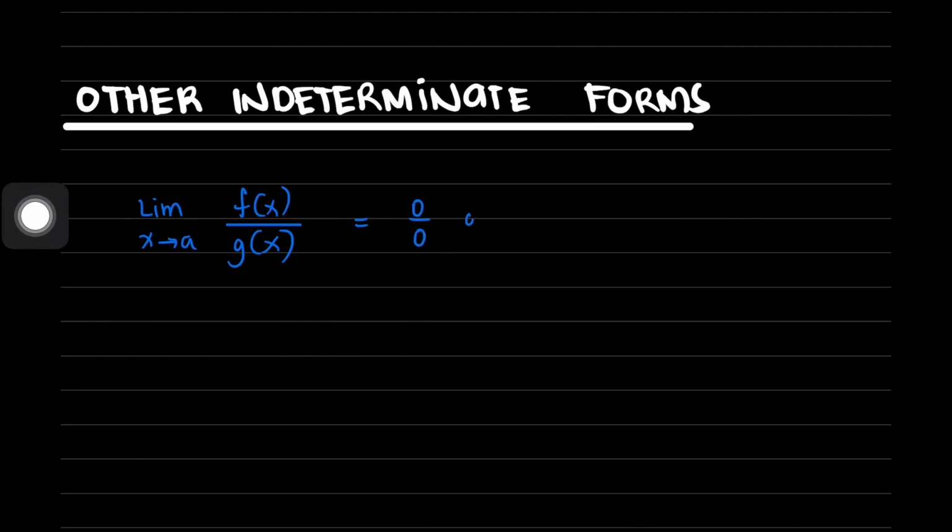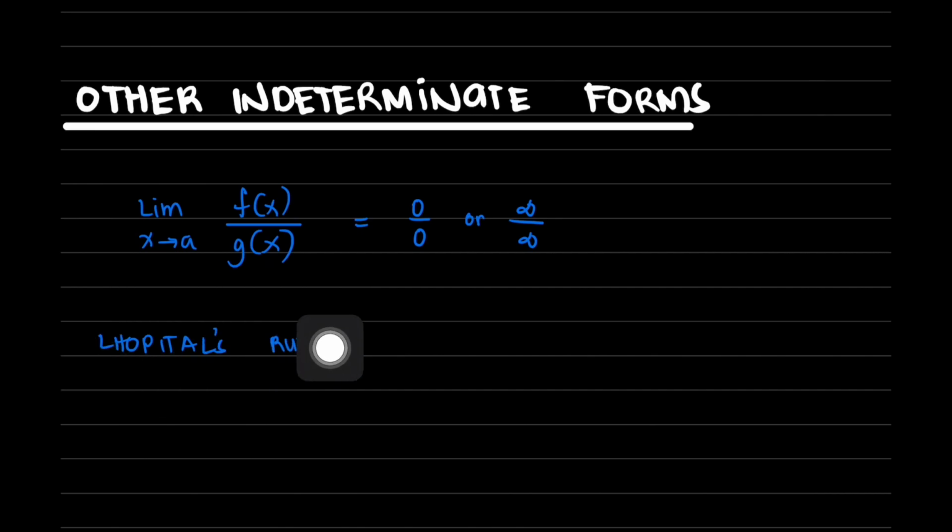Or if the result turned out to be infinity over infinity, this is another indeterminate form. Now, to solve for the limit of f of x over g of x as x approaches a, we either manipulate f of x over g of x such that we can produce a certain value of the limit of this given function, or there is another method and it is called the L'Hopital's rule.